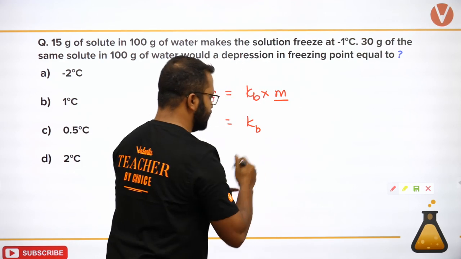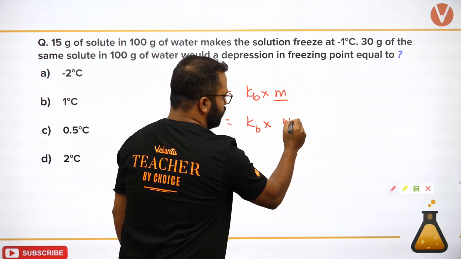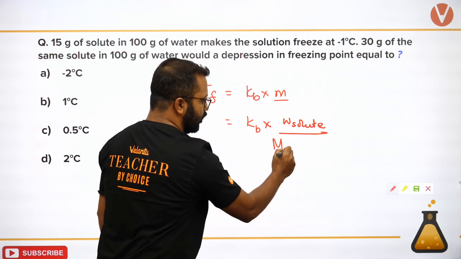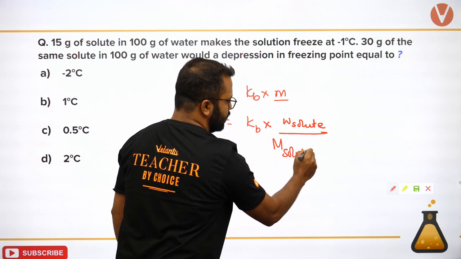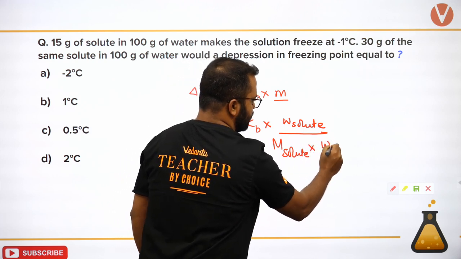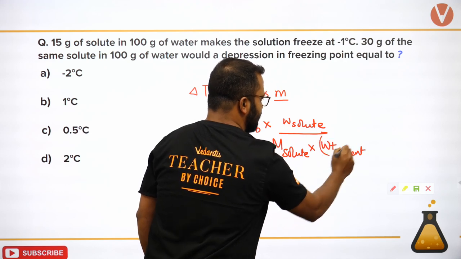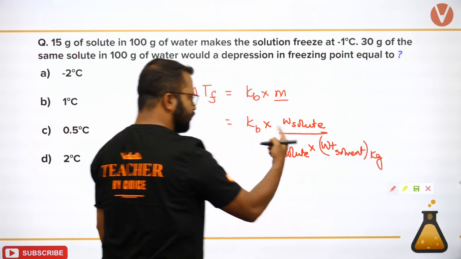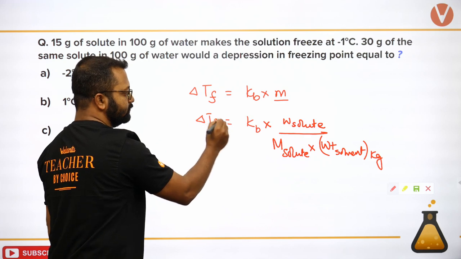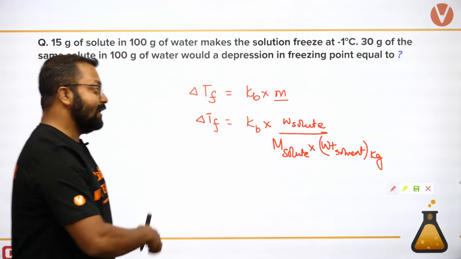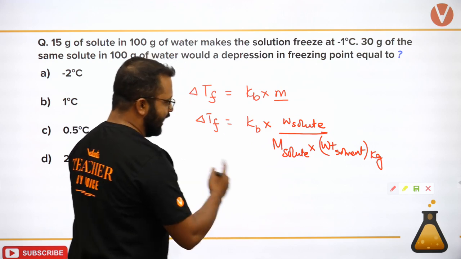I can write this as weight of solute upon molecular weight of solute times weight of solvent in kgs. This is our formula. This is del TF. Now, let's look at what has happened.